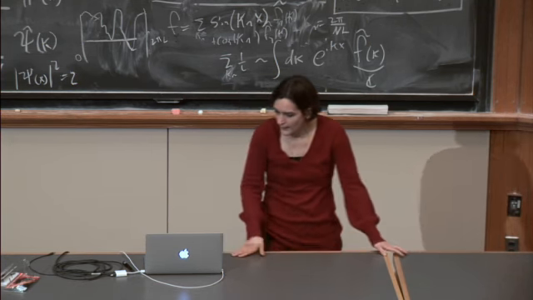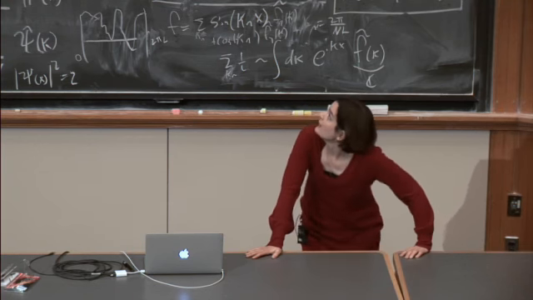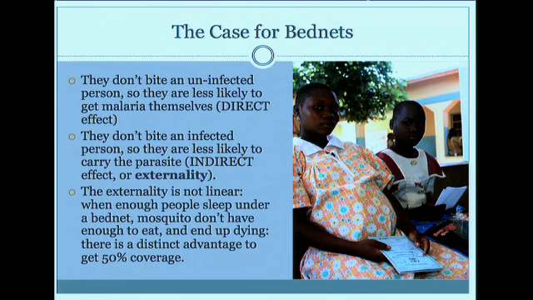And one thing that Noam said which was important is that there are two effects of sleeping under a bed net. If you don't already have malaria, you're less likely to catch it because the mosquitoes can't bite you. So this is a direct benefit to you. When deciding whether to buy a bed net, or whether to use it, you are going to take this direct benefit into account, right?